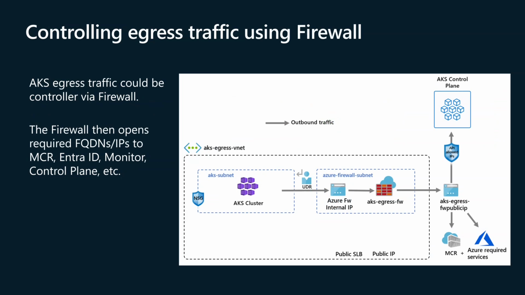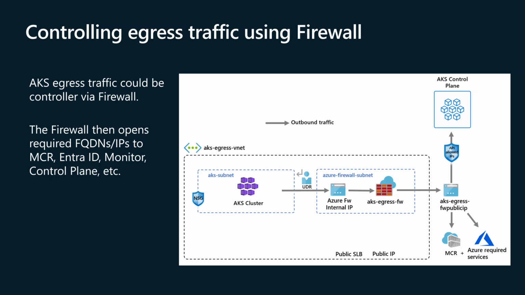To restrict this access and to have more control over the egress traffic, you can force all that egress traffic to go through a firewall like the Azure firewall, where you can control that traffic and decide whether to let it go or not. And typically you would open it for the required services that AKS uses, like for example the connection to MCR to retrieve the system images, or the connection with Entra ID, Azure Monitor for the metrics and the logs, or connection to the control plane if you have a public cluster.